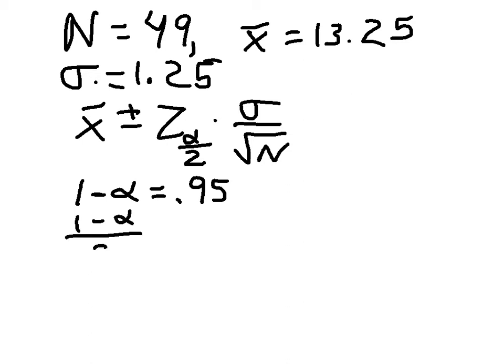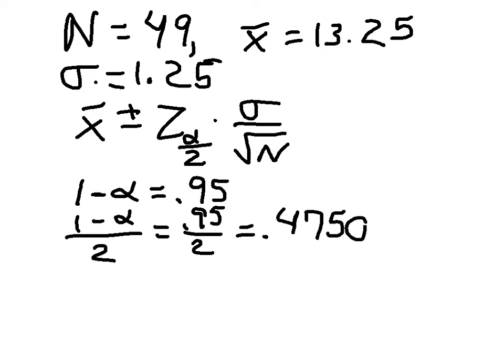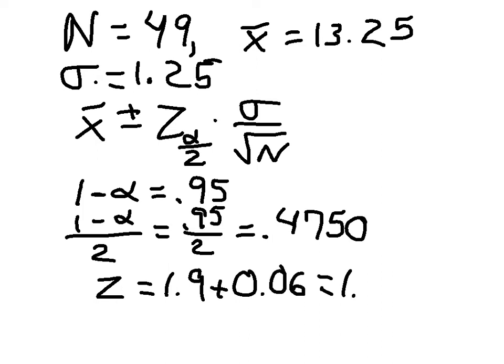Take 1 minus alpha over 2 equal to 0.95 over 2, and that gives me 0.4750. Okay, that's a probability. I look in the middle of the z table for the value that matches up to that, and there's an exact hit, and I get the z from 1.9 plus 0.06, and that gives me 1.96. Good.